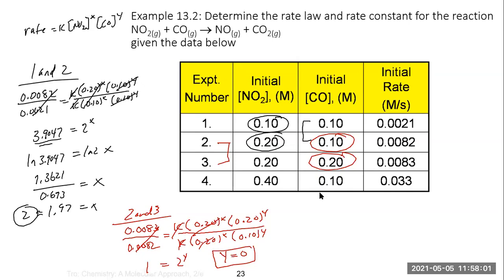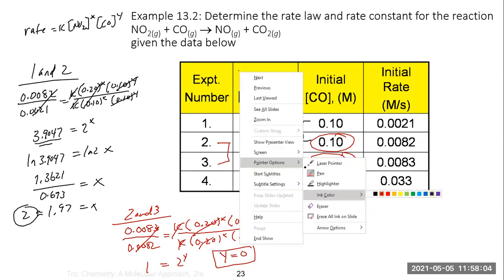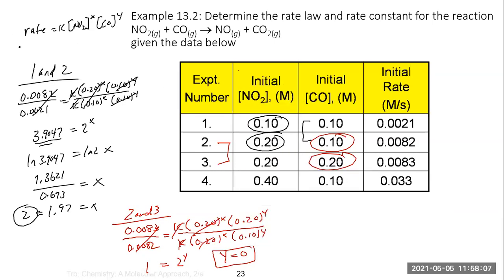That then means that we now have our orders here. Our completed rate law would look something like: the rate is equal to k, and our x was 2, [NO2] squared. Because our y is 0, that really makes this 1, so most people would probably leave it out of the rate law. If you did, you would put 0, but technically speaking, that would then make it 1. Again, most people would leave it out. Obviously, our overall order would be 2 plus 0, which would be second order.